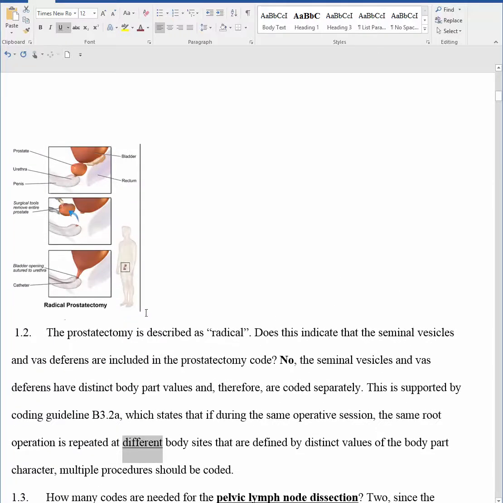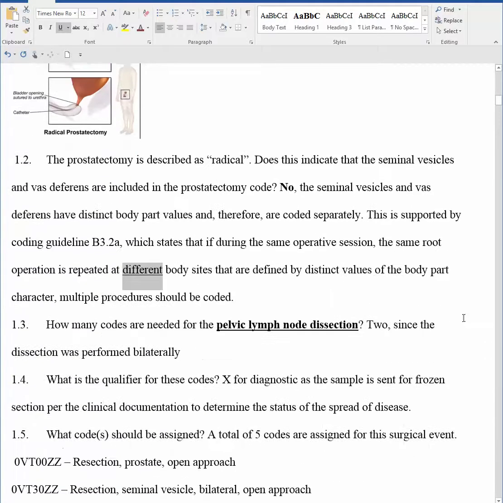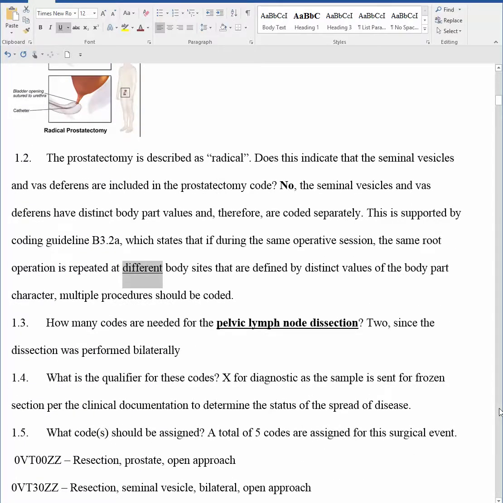This is a picture of what they call a radical prostatectomy, so you have an understanding of what's going on in this procedure. Question 1.3, how many codes are needed for the pelvic lymph node dissection? Just for that component of the procedure. 2 codes are needed because it was done specifically for this gentleman bilaterally.